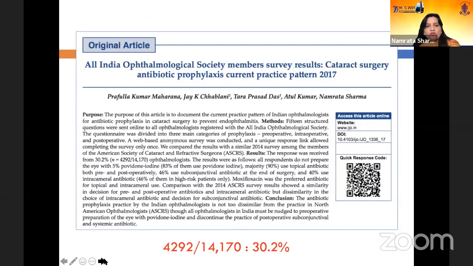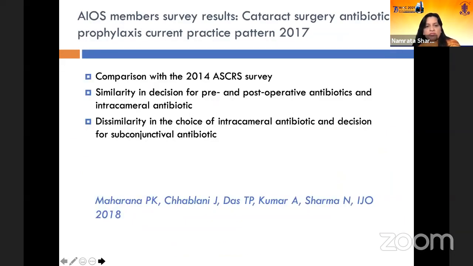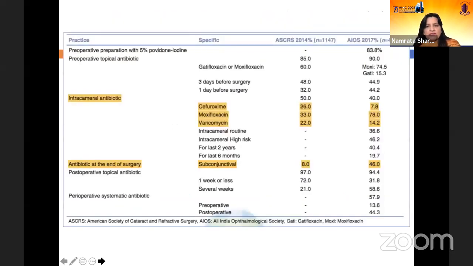Now, we did a survey of the All India Ophthalmological Society to understand how our members were using intracameral moxifloxacin, and 4,292 people responded to this survey, with a response rate of 30.2%. And we found that it was similar in decision for pre and post-operative antibiotics and intracameral antibiotics. But instead of the intracameral antibiotics, the AIOS members were using subconjunctival antibiotic more often. And I think that really has no role or minimal role. And so we would advocate use of intracameral antibiotics as opposed to subconjunctival antibiotics.